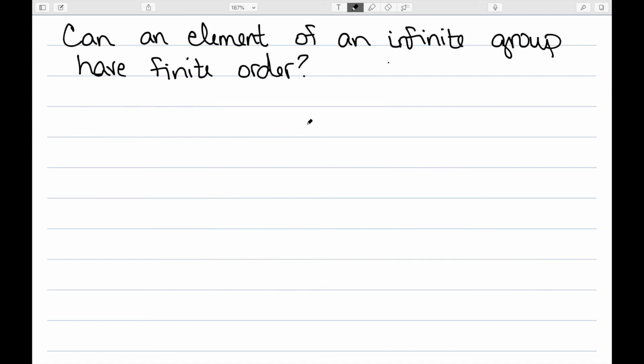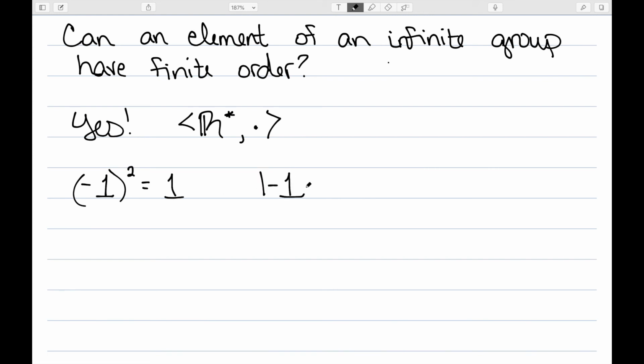Can an element of an infinite group have finite order? In a previous video, I looked at the integers under addition and showed that every non-zero number had to have infinite order. So is it possible I can have a different infinite group with finite order? And the answer is yes. Particularly if we consider the group R star under multiplication. -1 squared is equal to 1. So the order of -1 is 2, even though this R star is an infinite group. So the size of the group does not determine the order.